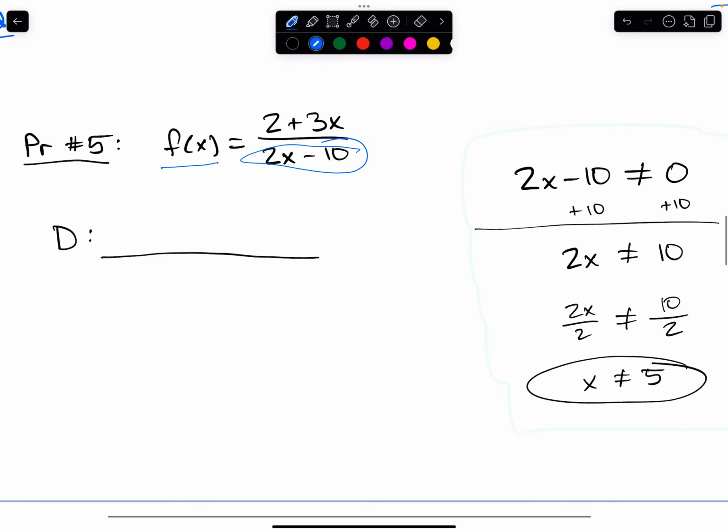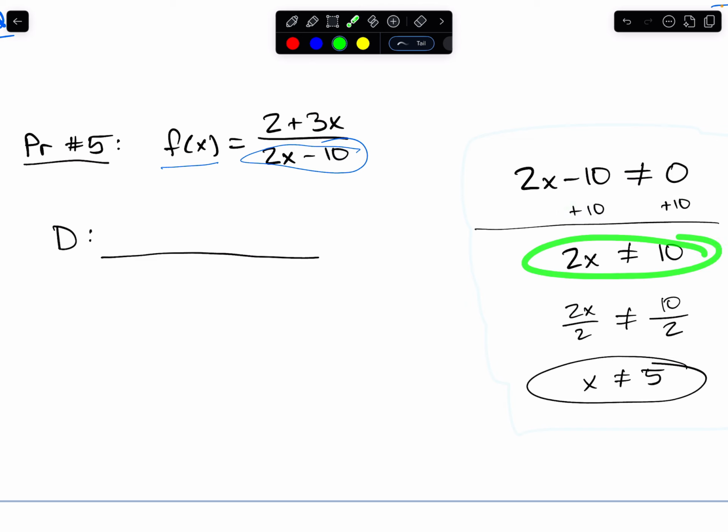There we go. So all that stuff in the denominator can't be 0. If we add 10 to both sides, that means that 2x cannot be 10. And if we divide both sides by 2, that means x cannot be 5. And that is our domain. x can be anything else, it just cannot be 5. It could be negative, it could be 0. x could be 1 or 2 or 3 or 4 or 4.5. x could be 5.1 or anything bigger than 5, but it just cannot be 5.